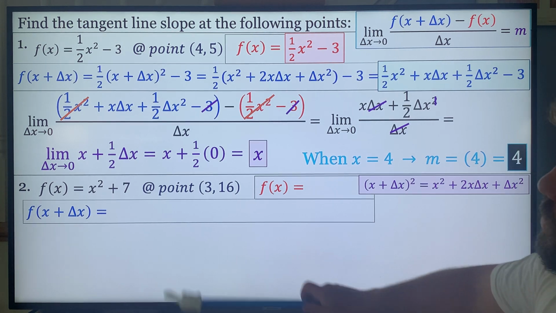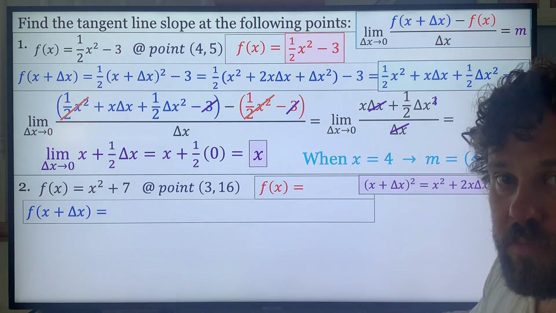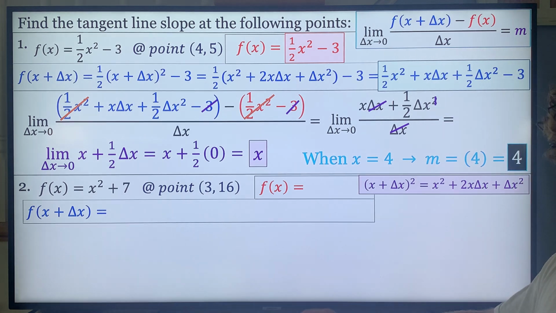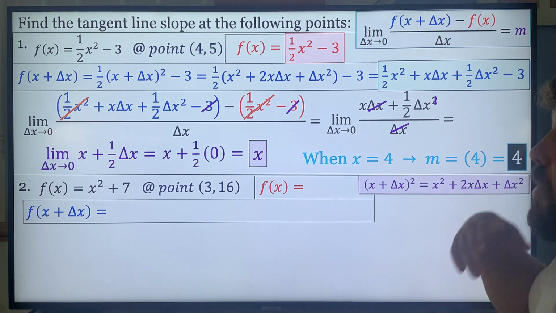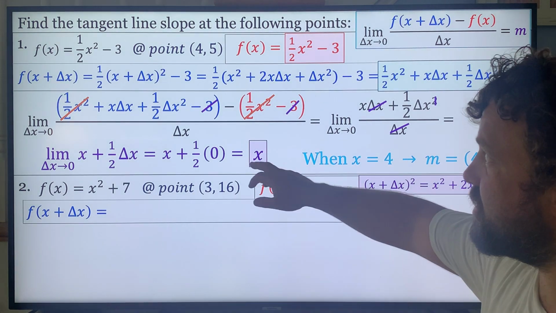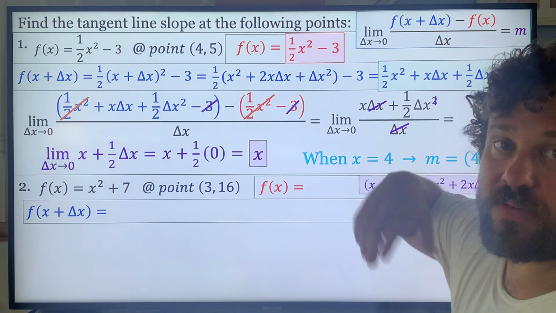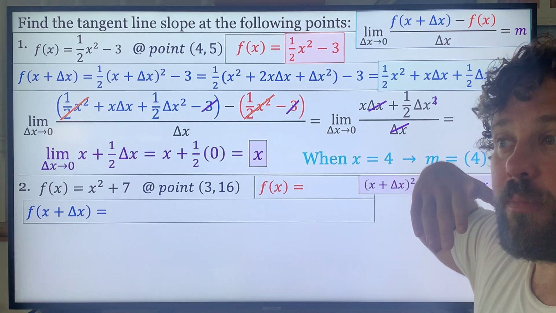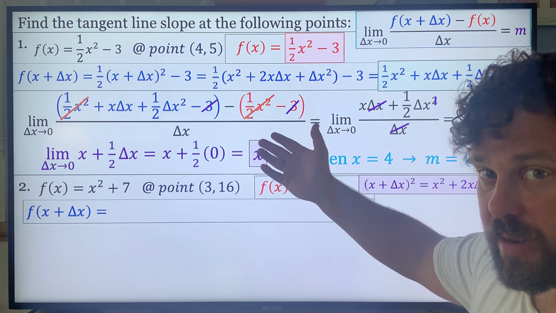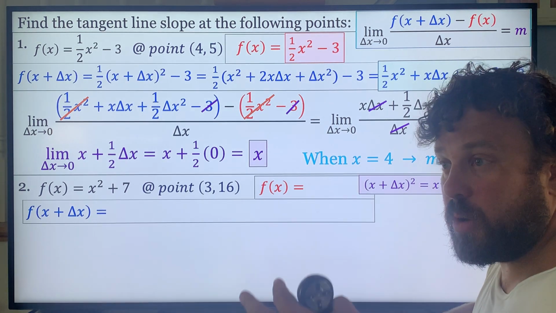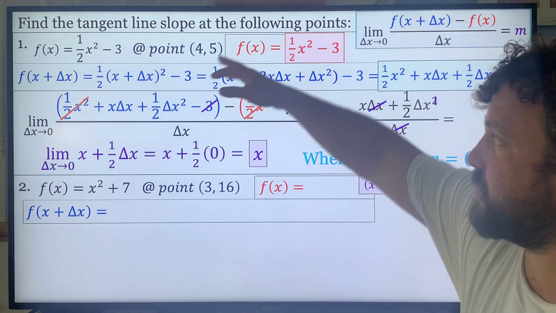If this was the point (7, 2), what would your answer be? 7. If this was the point (2, 7), what would my answer be? 2. It would be whatever the x value is, because this is x, it's exactly the x value. If it was -7, your answer would be -7. If it was (0, 12), the answer would be 0. It's just your x value.